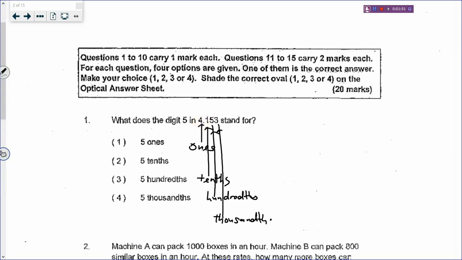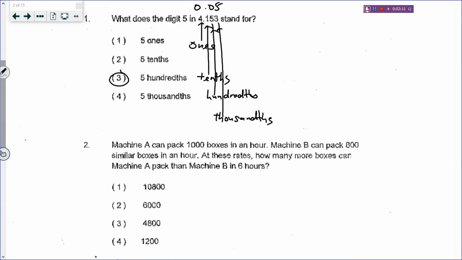So this is what you learn in P4. So the digit 5 stands for what? It stands for hundredths. So your answer should be number 3. And of course, if you're asked for the value, what is the value of the digit 5? Then that will be 0.05. So that's a value. Now let's go on to number 2.